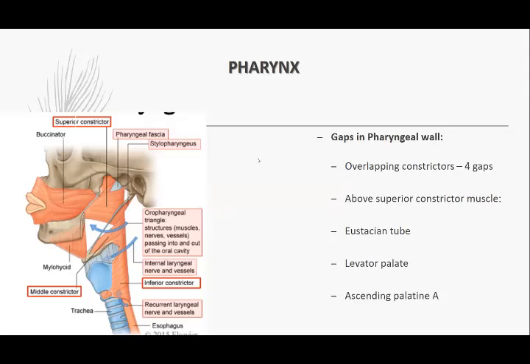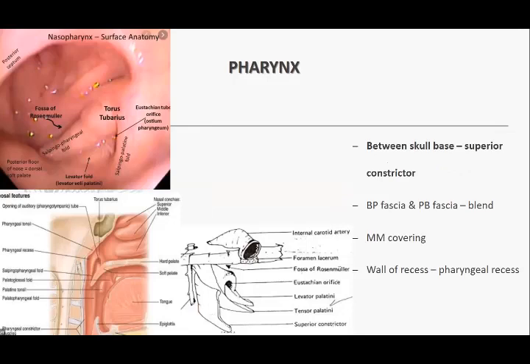Okay, let's move ahead. Actually, now let's come to this particular drawing. This is the opening of the eustachian tube. Okay? It is also called the pharyngotympanic tube.